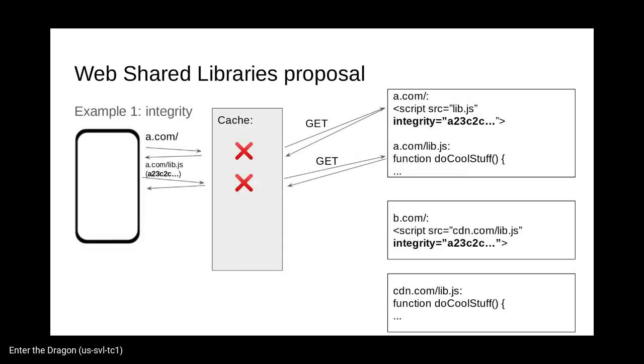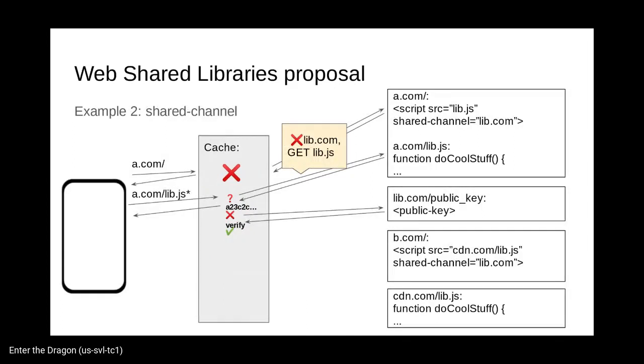So if we go back to the earlier examples, you have a.com is loading some script. In this case, it's loading from its own site, but it specifies the integrity. So when that's cached, we save it as a cache for this integrity checksum. And then visiting b.com, b.com is loading it from the CDN, a different place, doesn't matter. The integrity matches, and we're able to serve that resource from cache.